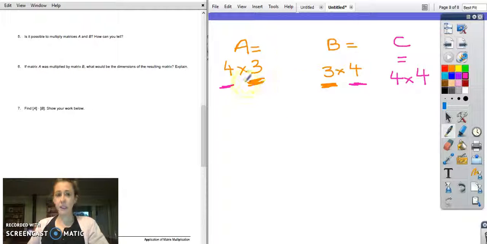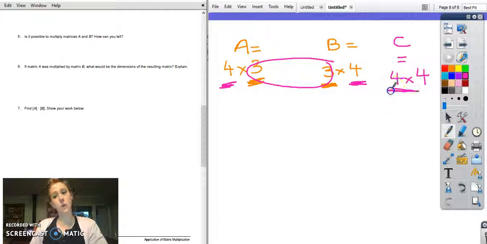Again, just following that rule that to multiply A by B, numbers in the middle here need to match, need to be the same, and then the numbers left over on the outer will give us the order of our answer matrix.